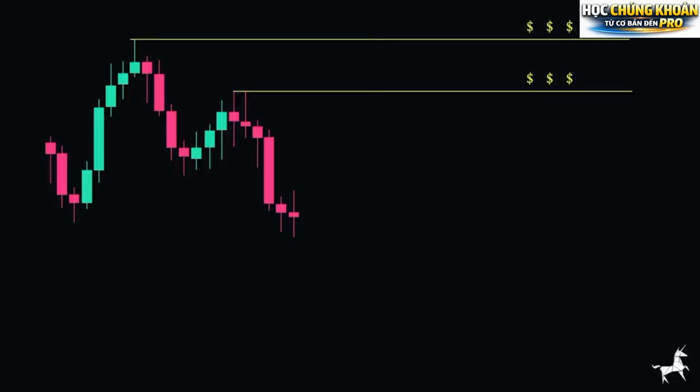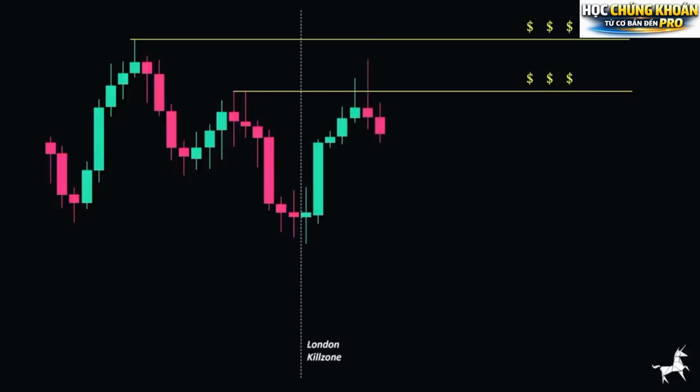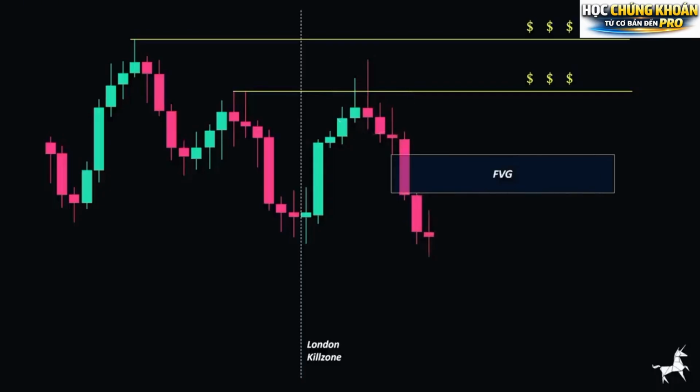Next, when the London Killzone begins, wait for the price to reach one of these liquidity levels and form a liquidity grab pattern. This usually happens when price briefly moves above the level, taking out stops before reversing. After the liquidity grab, wait for the market to create a fair value gap. This imbalance will act as our point of interest.